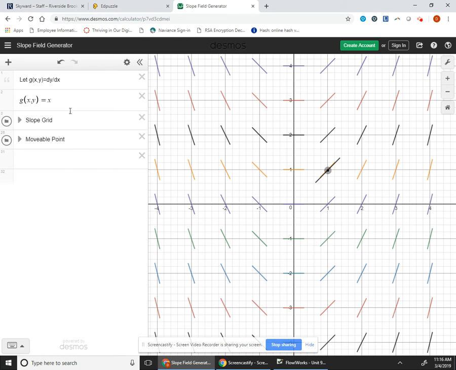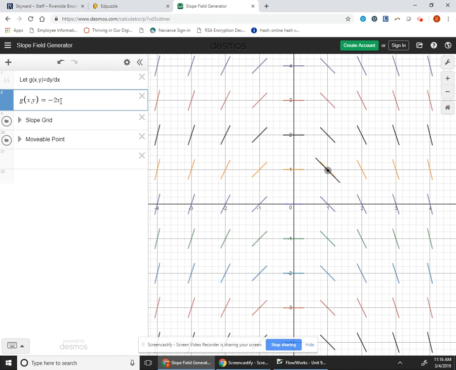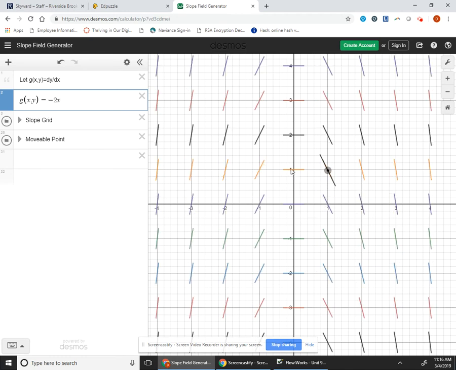Now, obviously, we can change the equation here. This is dy/dx equals x. But what if it was -2x? Now you'll see this is still 0, but now this slope would be -2 times 1, or -2 times 2, or -2 times 3, or -2 times 4, and so on. All right, so that is a slope field.